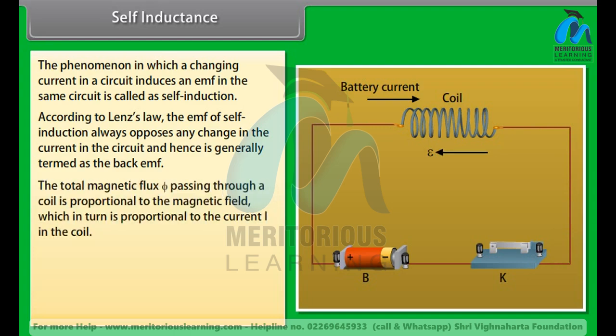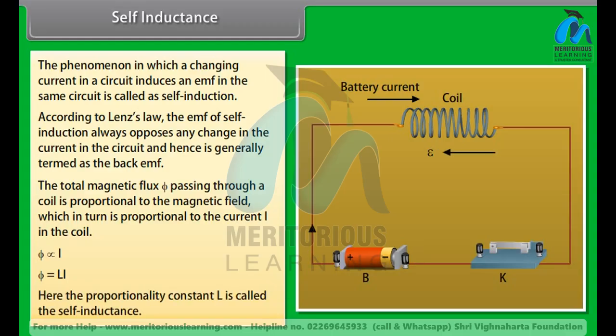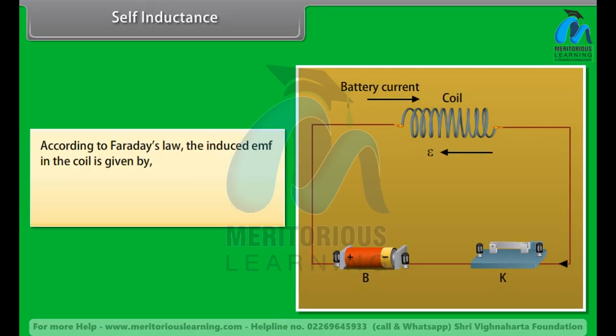The total magnetic flux passing through a coil is proportional to the magnetic field, which in turn is proportional to the current I in the coil. Φ equals the product of L and I. Here the proportionality constant L is called the self-inductance. According to Faraday's law, the induced EMF in the coil is given by minus L dI by dt.